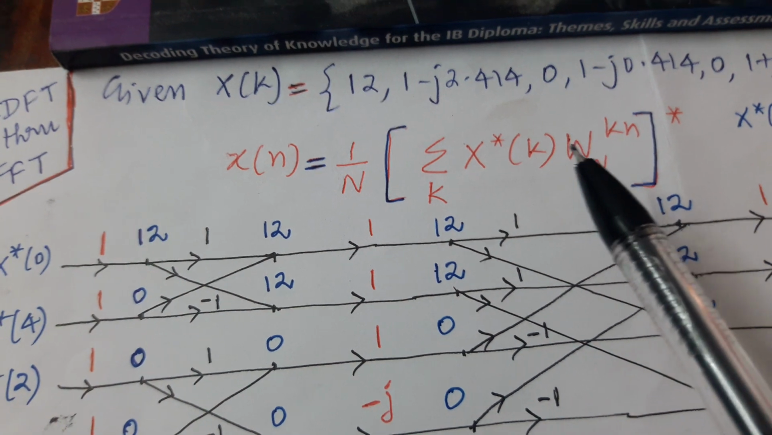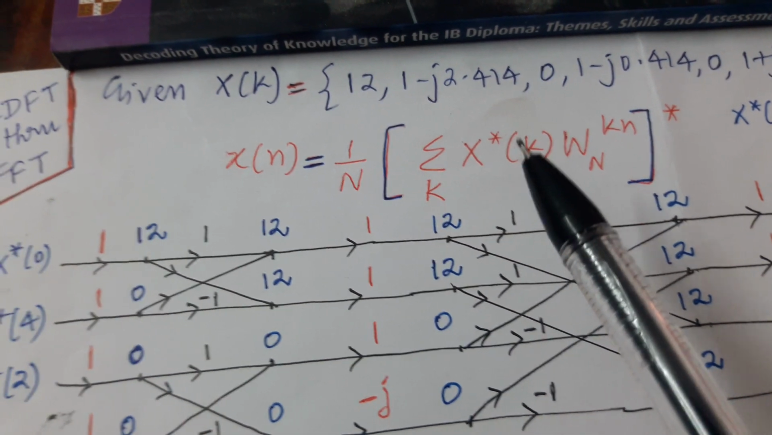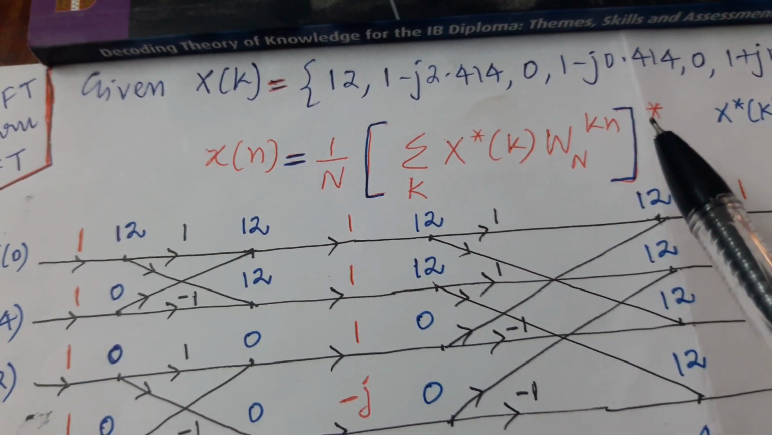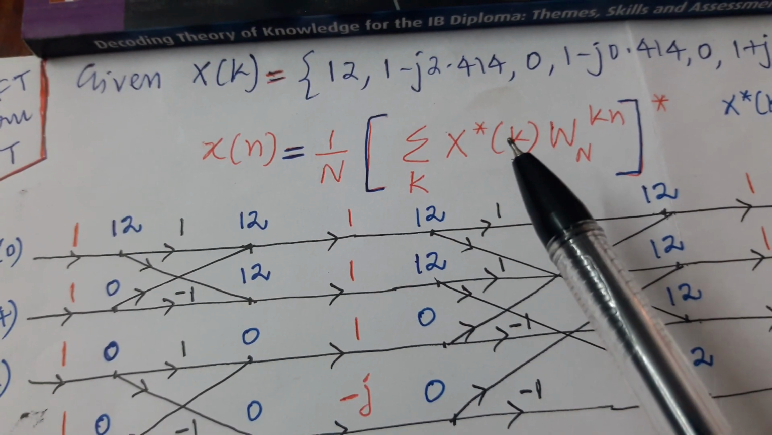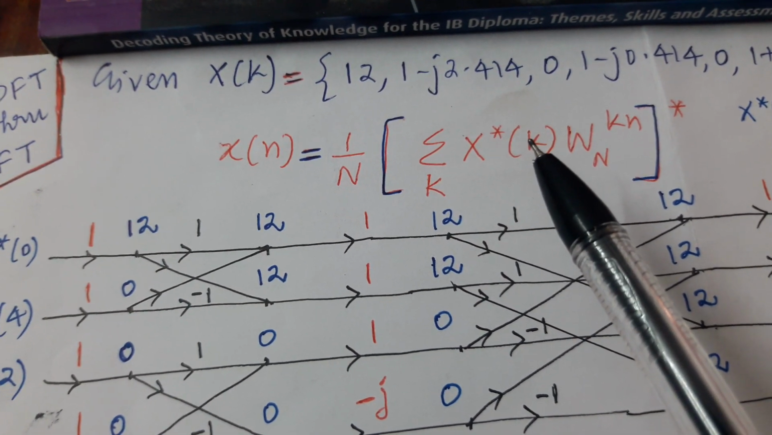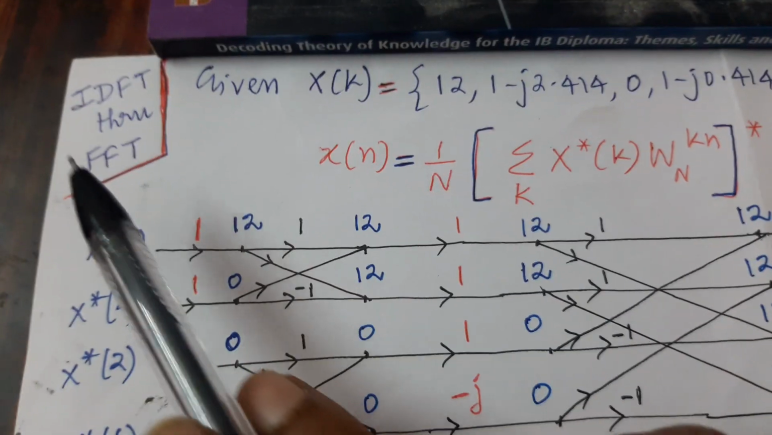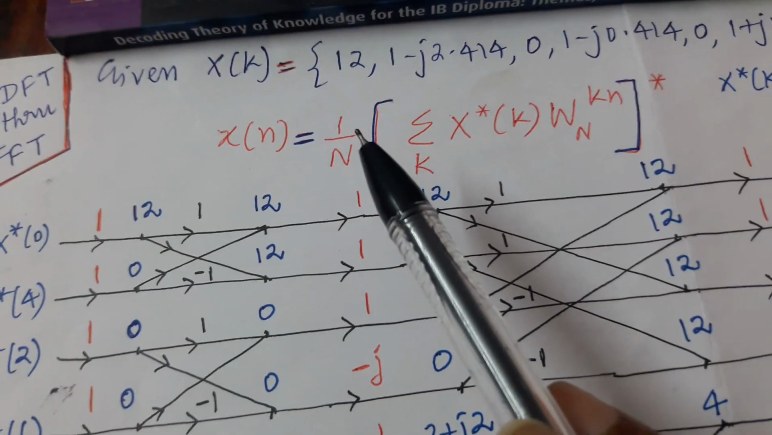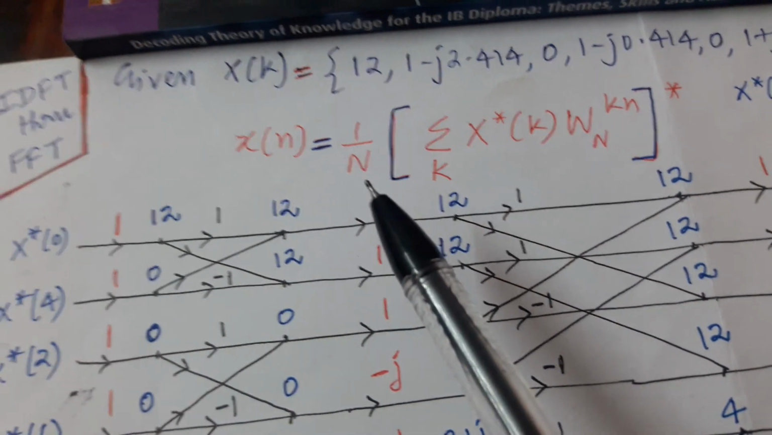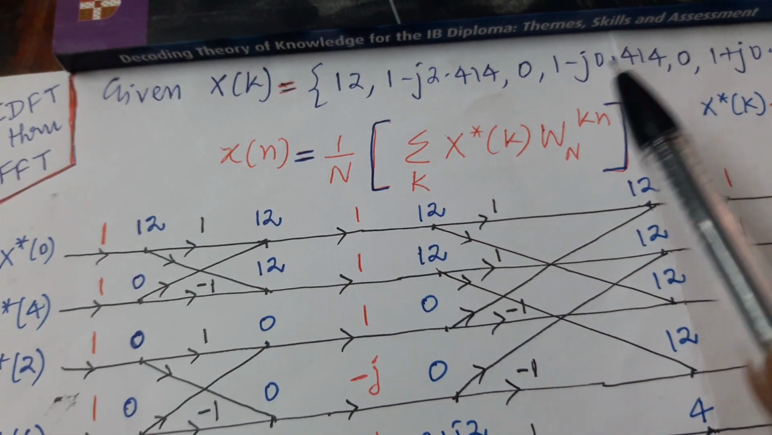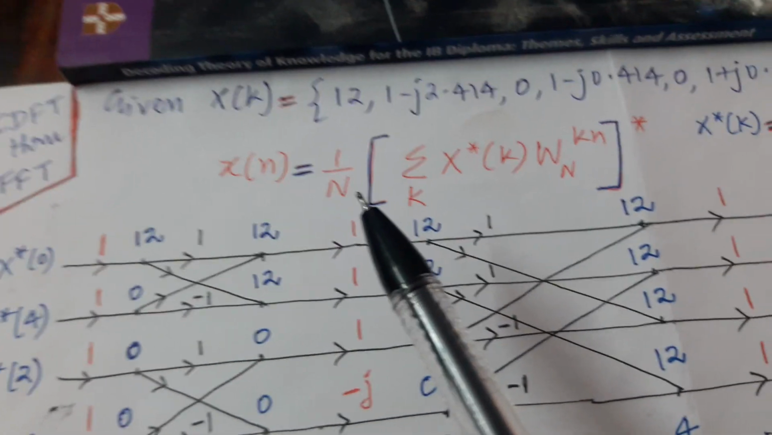Then the third step, after obtaining DFT of X star of k, we have to take the conjugate of the answer. That DFT of X star of k should be done through FFT only, because the problem is IDFT through FFT. Then finally the fourth step, divide the whole answer by N. So if you have 8 values here, you divide by 8.